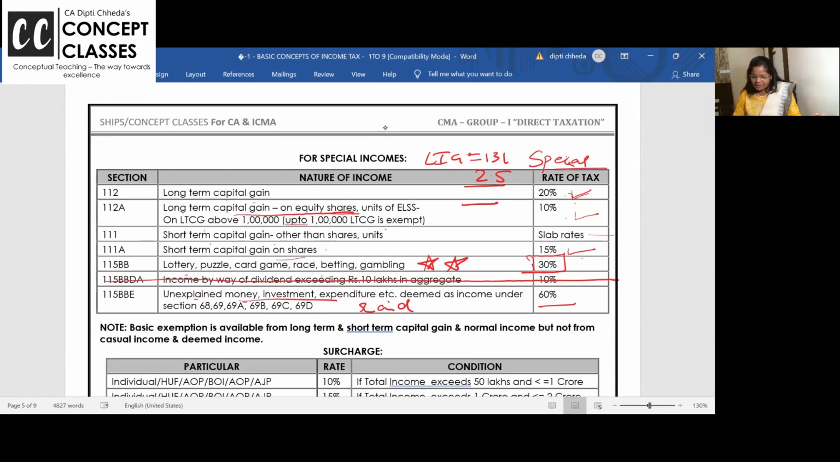Long-term capital gain, 20%. Long-term capital gain on equity shares, 10%. Short-term capital gain other than shares, routine slab rate. On shares, 15%. Casual income, 30%. And unexplained income and all that, 60%. I'll come to this. Detailed, we'll talk about this. Final tak ye topic hai. Search, raid, survey. These are the chapters. Till final, you'll be doing this.